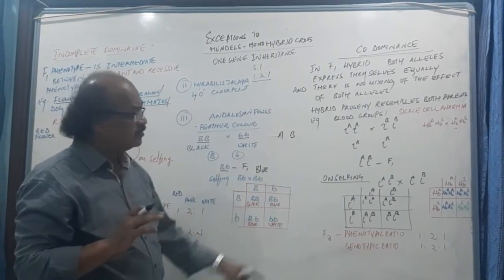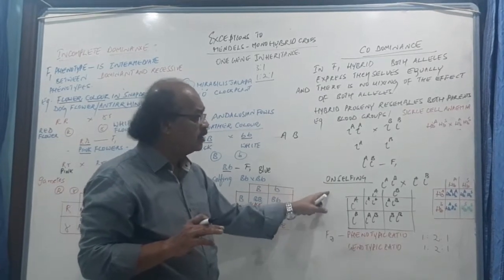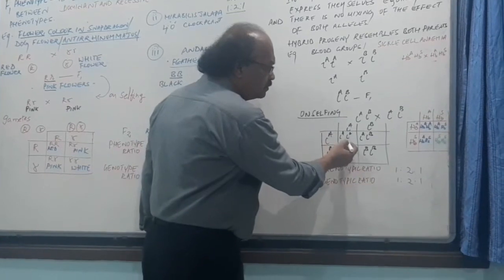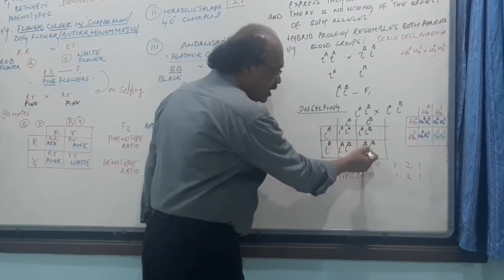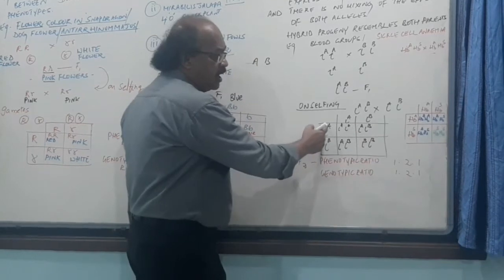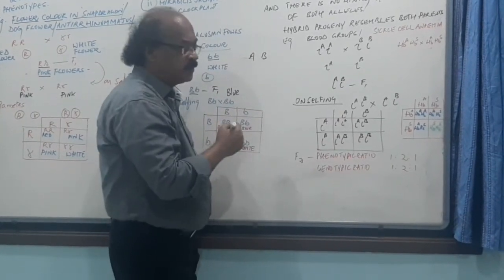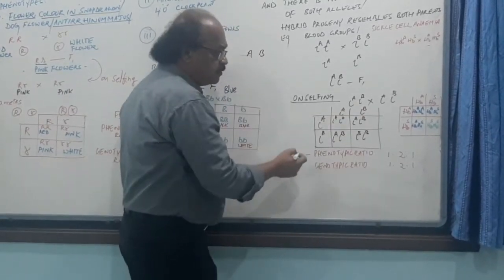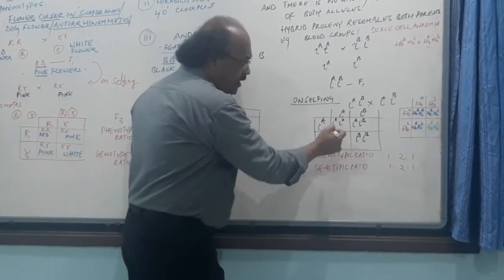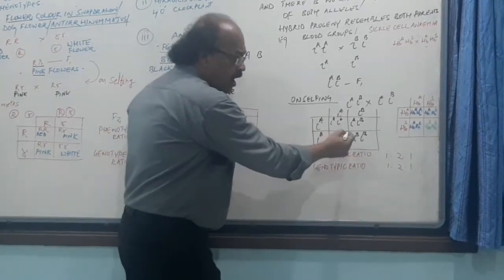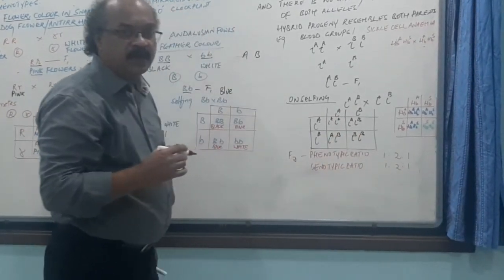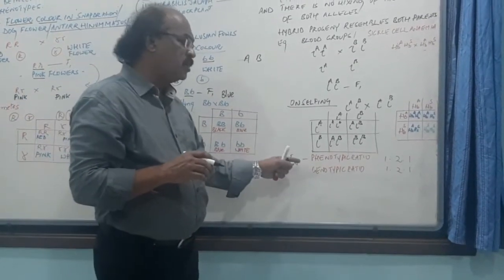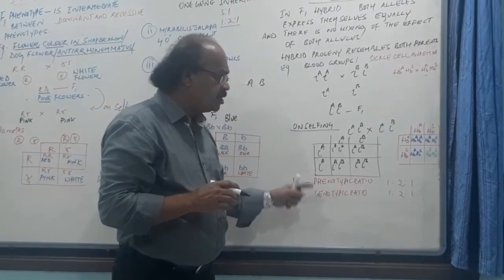On selfing, F1 on selfing, you'll get the F2. In the F2, you got A blood group, AB blood group, B blood group. IA IA, A blood group. IA IB, that is AB blood group. IB IB, that is B blood group. The ratio is 1:2:1. So here also you got both the phenotypic and the genotypic ratios 1:2:1.